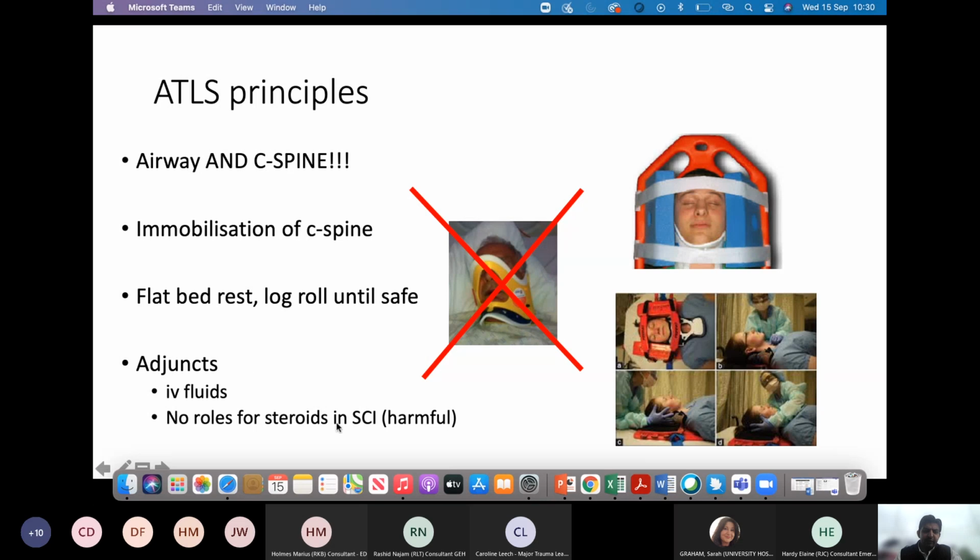Think about your adjuncts, your IV fluids. There's no real role for steroids in spinal cord injury. It's been shown to be harmful in multiple randomized control trials.